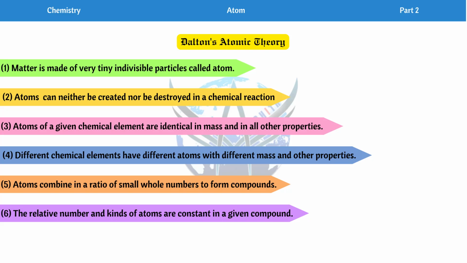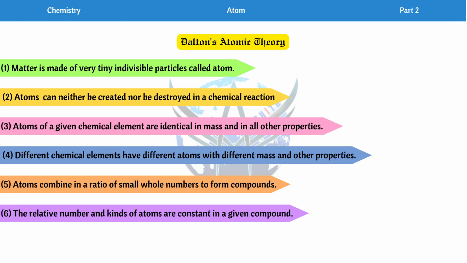And then the 6th postulate, we have the relative number and kinds of atoms are constant in a given compound. In a compound there will be a constant number of atoms and a constant kind of atom. For example, in carbon dioxide there will always be one carbon and two oxygen. In carbon monoxide there will always be one carbon and one oxygen. So the number of atoms and the kinds of atoms are constant.